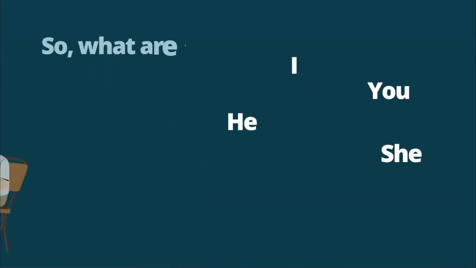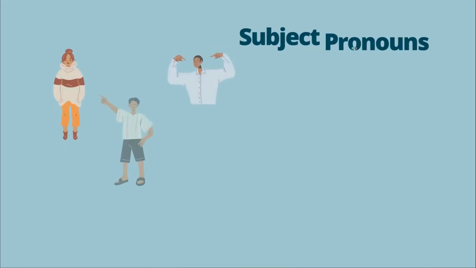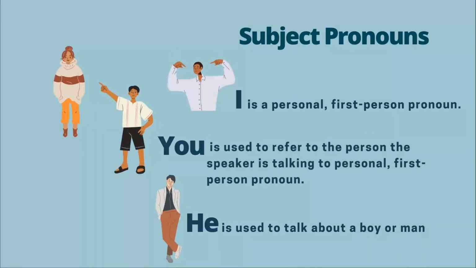So there are different subject pronouns. We have I, you, he, she, it, they, we. These are the subject pronouns that you will typically see in English sentences, and we use them in the most basic sentences and super complex sentences as well. These are really commonly used words, so it's important to know exactly how to use them. So let's just go over briefly what each subject pronoun is and when we use them.